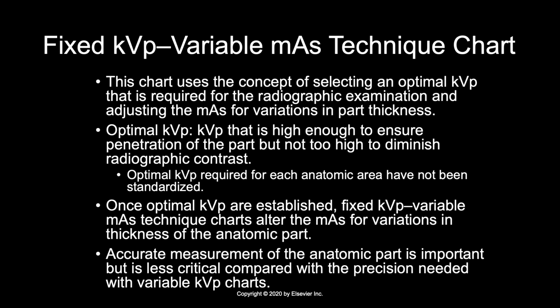Using consistently higher optimal KVP with digital imaging systems can reduce the variability among exposure techniques for the same or similar anatomic region. So this fixed KVP variable mass technique chart has that advantage of easier use, more consistency in the production of quality radiographic images, greater assurance of adequate penetration of all anatomic parts, uniform subject contrast, and increased accuracy with extreme variation in size of the patient and the anatomic part.